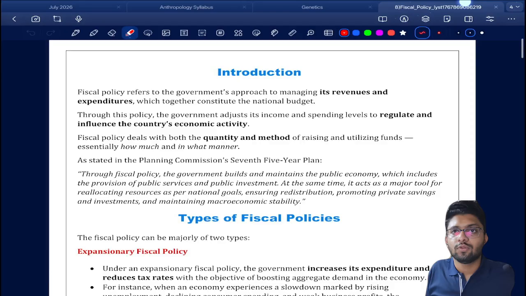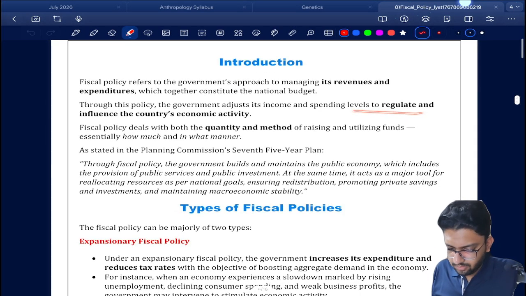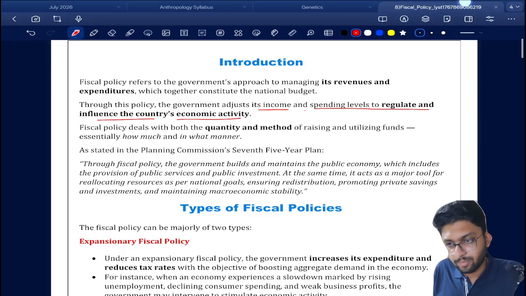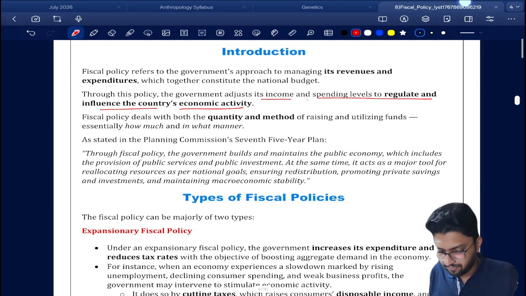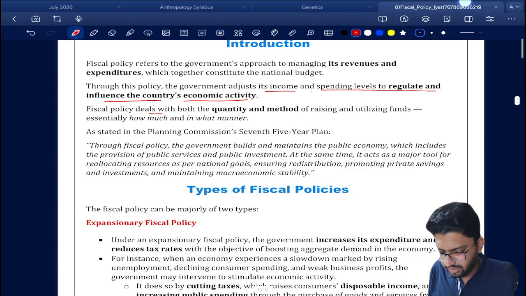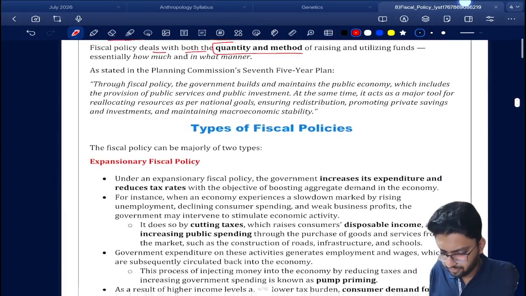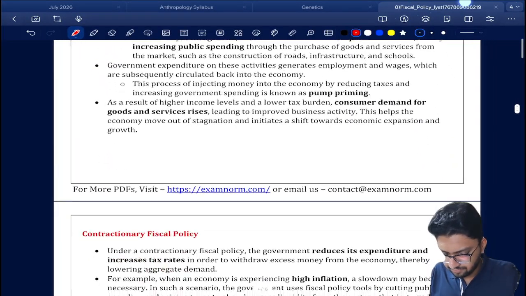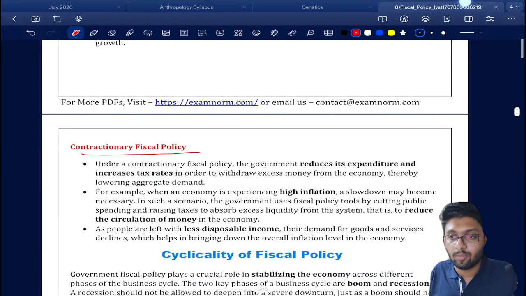Through this policy the government adjusts its spending or income levels to regulate and influence the country's economic activity. Fiscal policy deals with both quality and method. Types of fiscal policies: expansionary fiscal policy and contractionary fiscal policy.